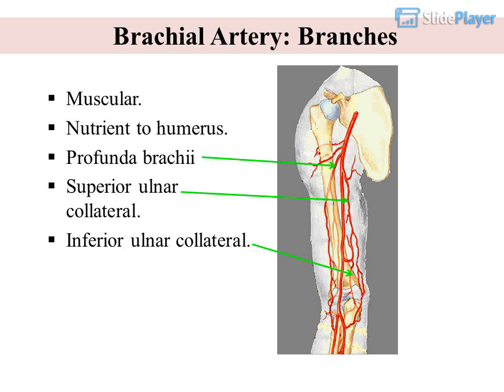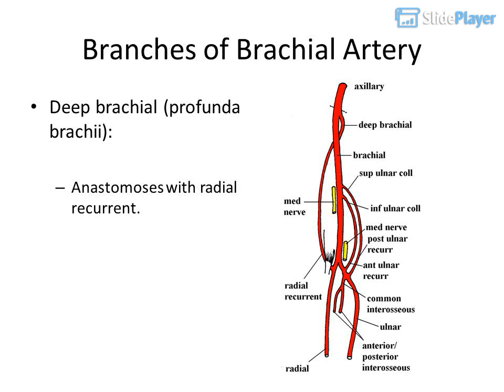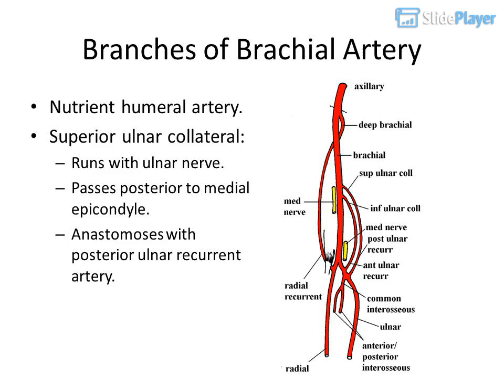Muscular. Nutrient to humerus. Profunda brachii. Superior ulnar collateral. Inferior ulnar collateral. Deep brachial, profunda brachii, anastomoses with the radial recurrent.